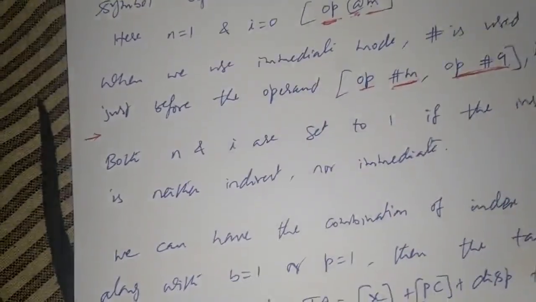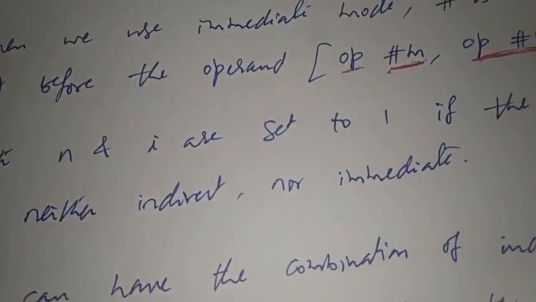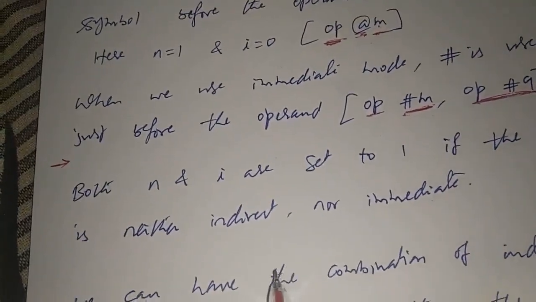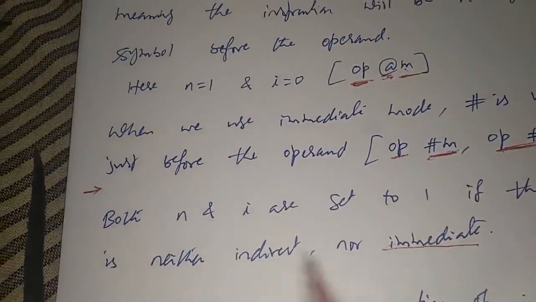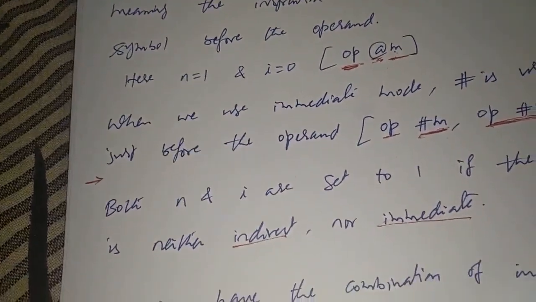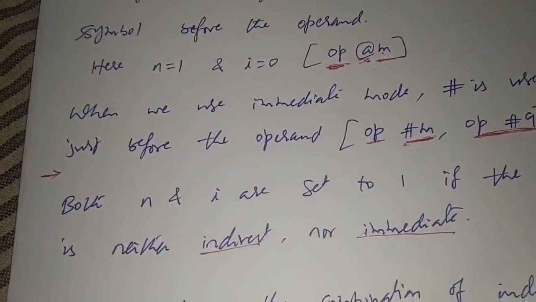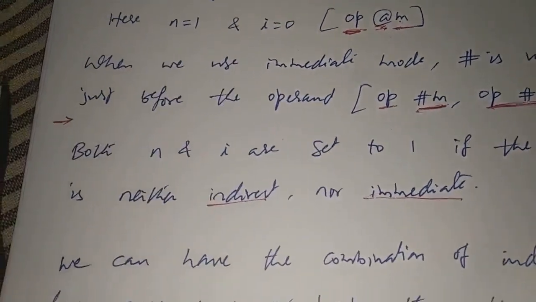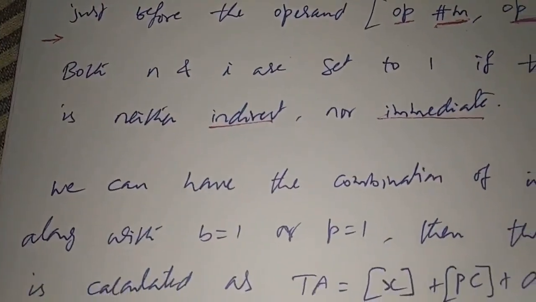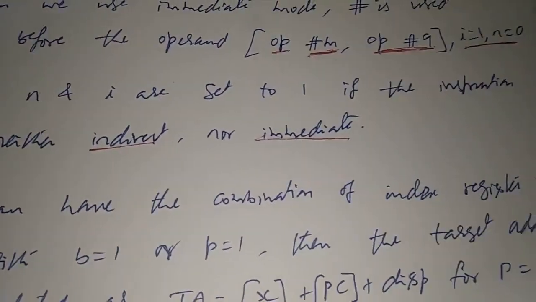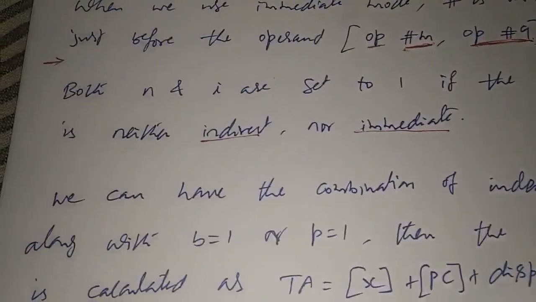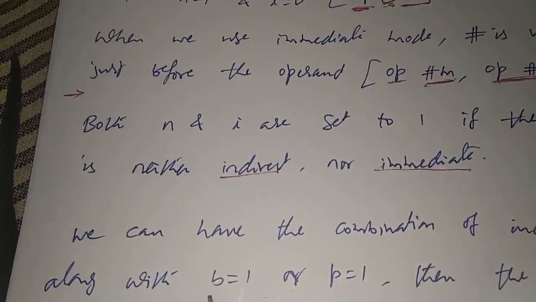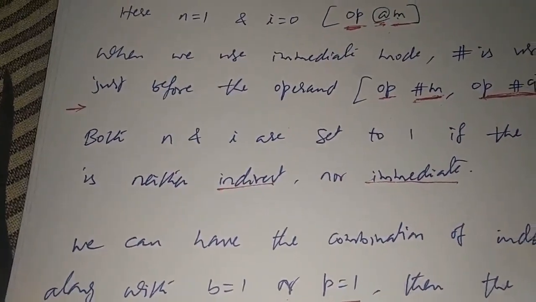Then both N and I are set to 1 if the instruction is neither indirect nor immediate. In most of the cases it will be like this: N and I are set to 1. Then we can have the combination of index register X along with B equal to 1 or P equal to 1. That is base and program counter.